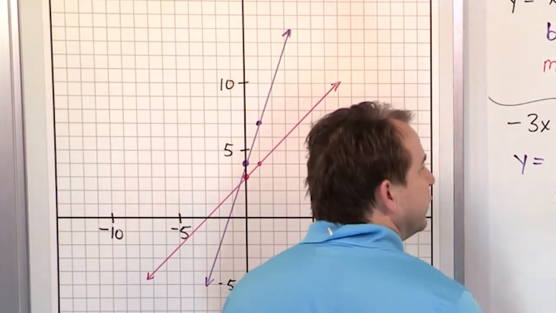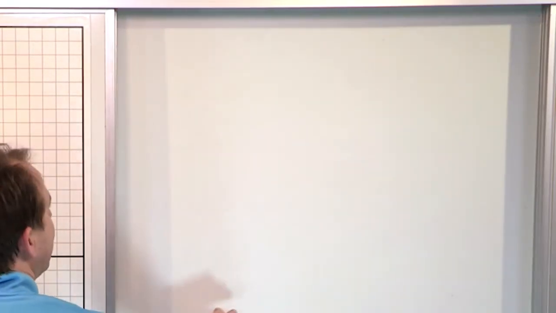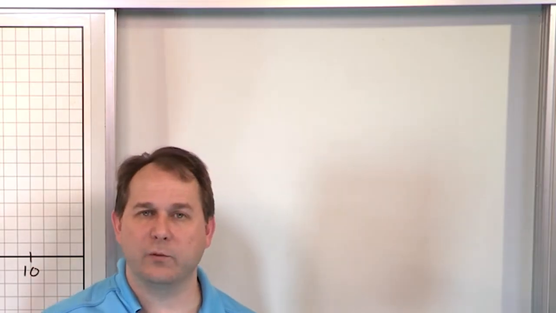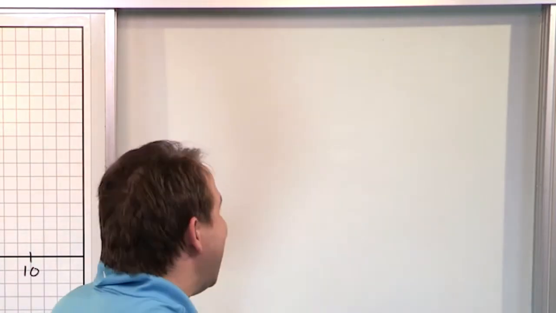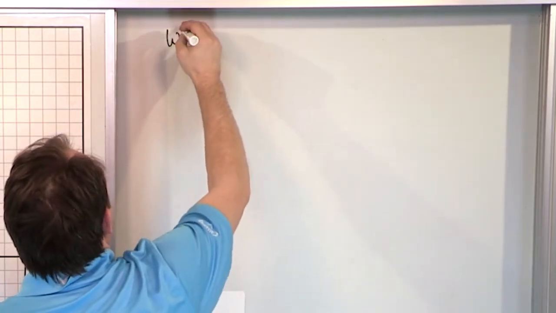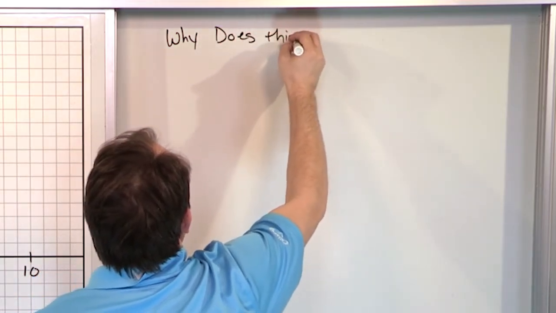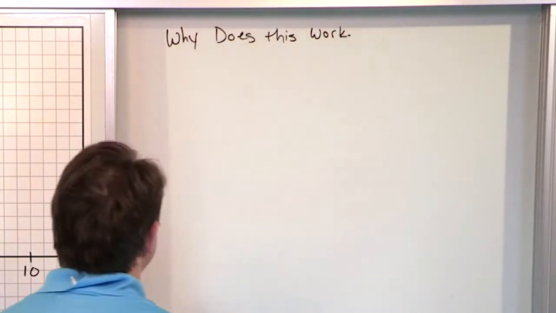I have one more to do. We're going to go ahead and do that one, and then we're going to talk a little bit about why this actually works. Why is it possible to read the slope right off the equation and read the y-intercept right off? I think you should know why it actually works, so we're going to talk about that. Why does this work? Because I don't like just telling you to remember things. I want to tell you why things work.